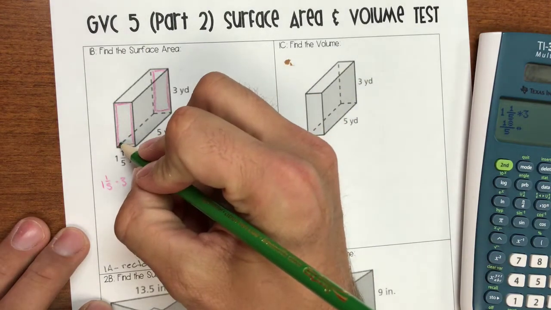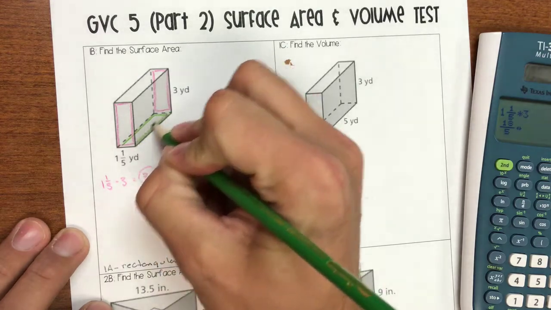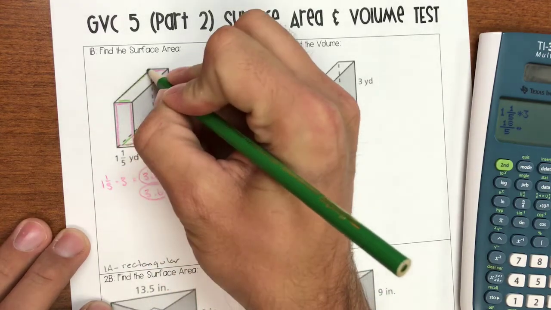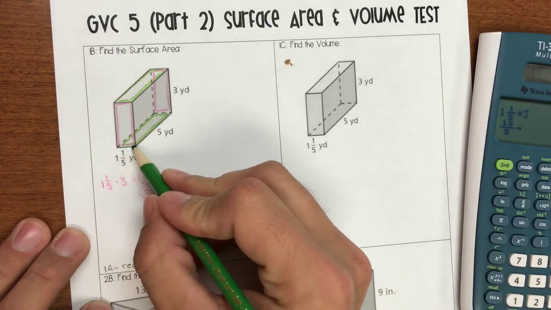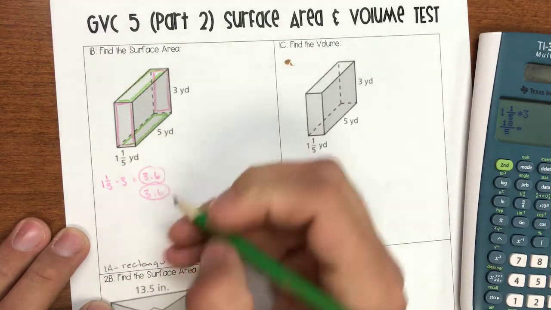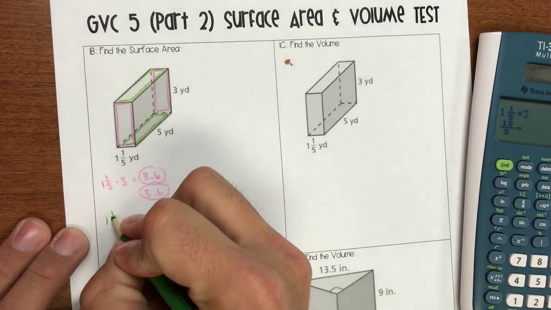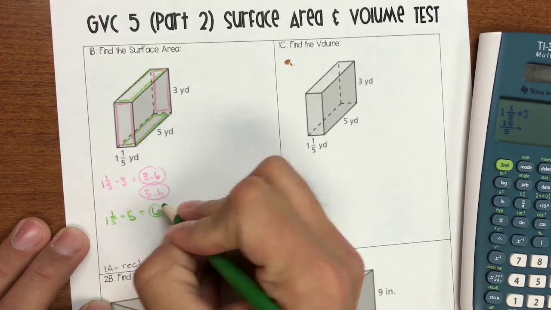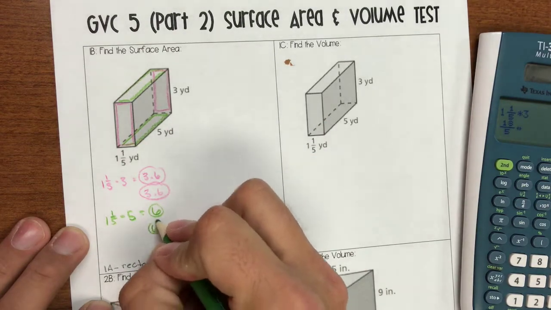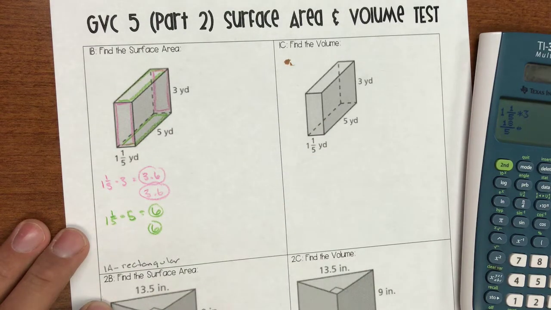Then I'm going to move on. I'm going to go ahead and do the bottom. And I'm going to do the top because, again, those are the same shape. And the bottom is 1 1/5 wide, and it's 5 deep. So I need to do 1 1/5 times 5, which is just 6. And the top and the bottom are the same, so the other one is 6 as well.